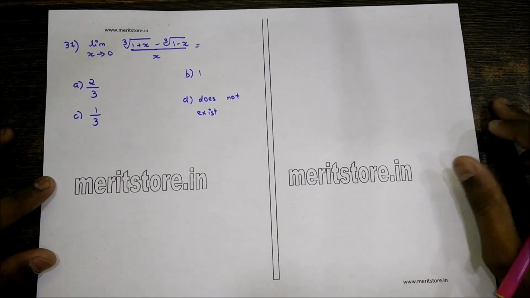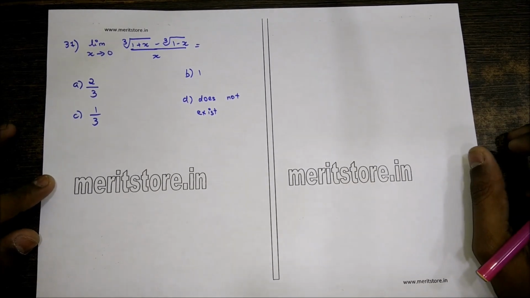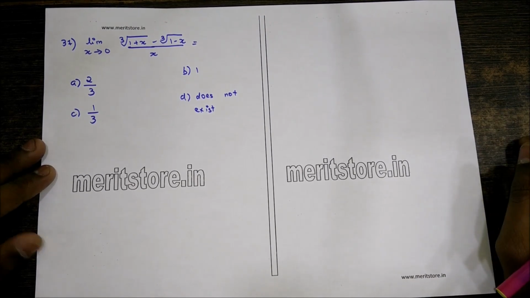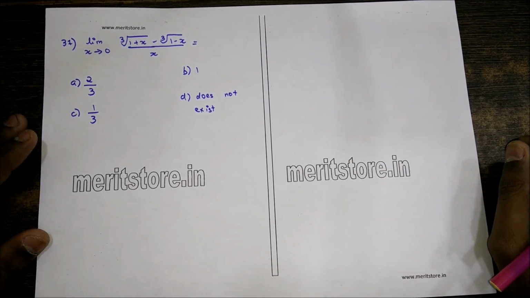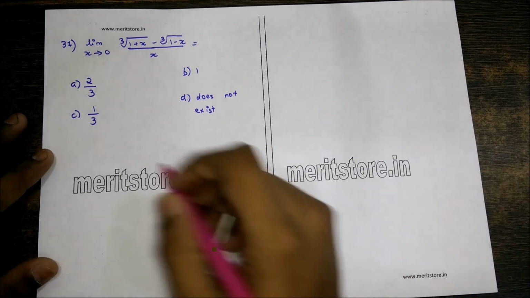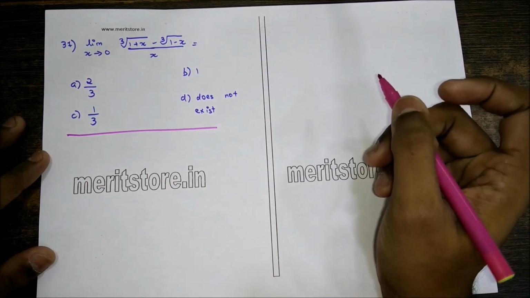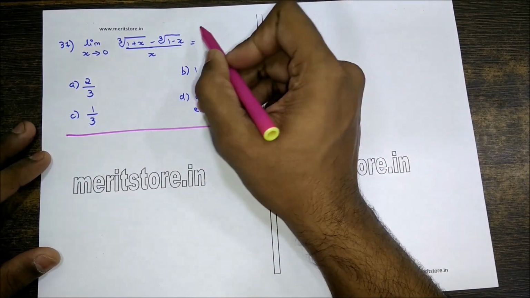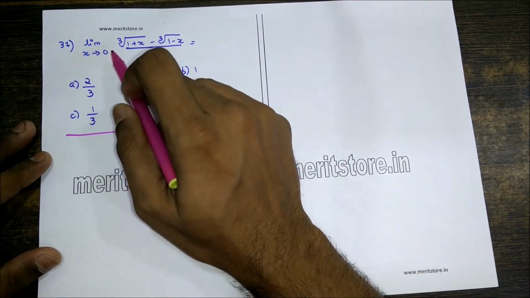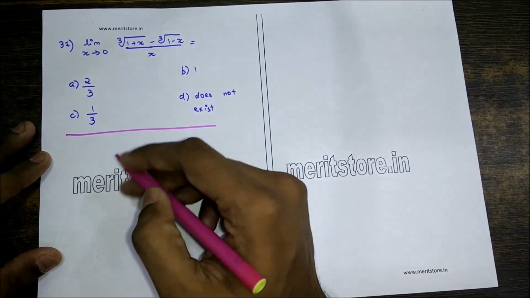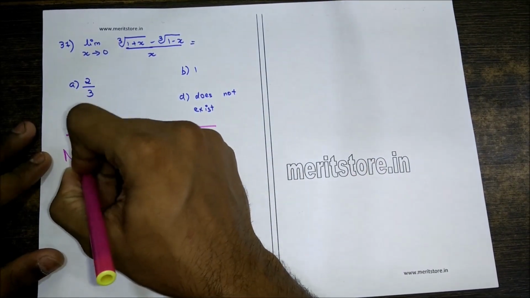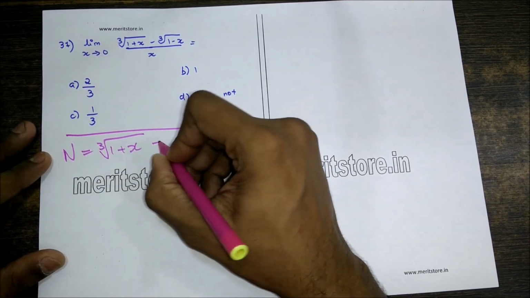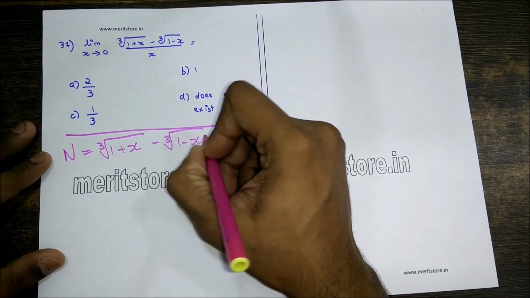Limit of x tends to 0, cube root of 1 plus x minus cube root of 1 minus x by x equals a 2 by 3, b 1, c 1 by 3, or d does not exist. Now to solve this there are two methods. We could use L'Hopital's rule and solve this, and on getting the form of 0 by 0 apply x tends to 0, or we could solve it by taking the numerator as cube root of 1 plus x minus cube root of 1 minus x.